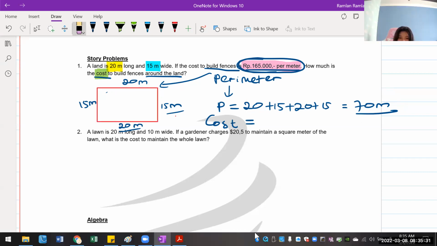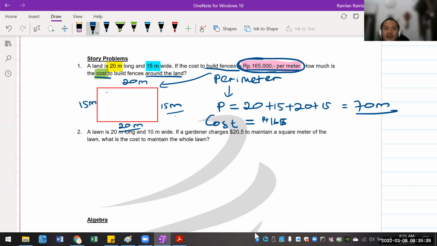Itu dikali bukan, Pak? Dikali. Yang mana dikali yang mana? 165.000 sama 70. Oke, ya. Paham yang logikanya ya? Oke, gitu ya.